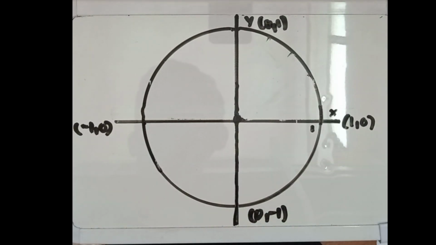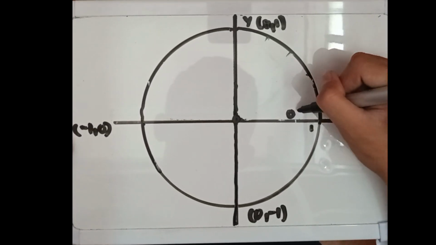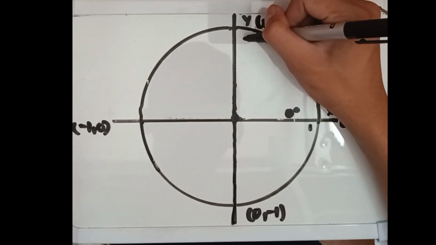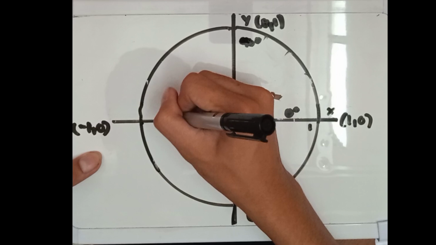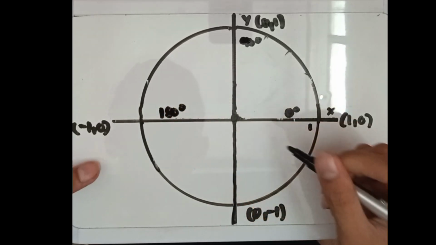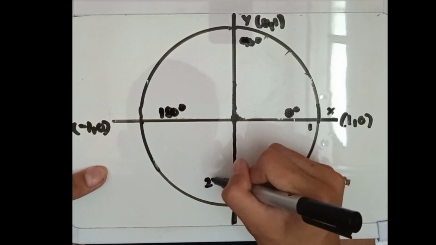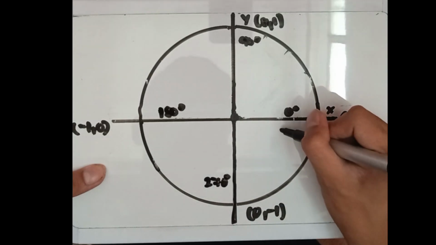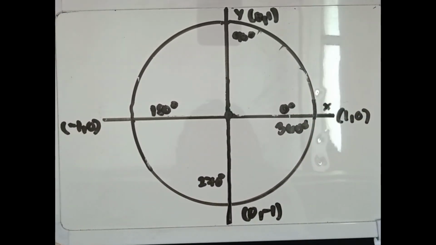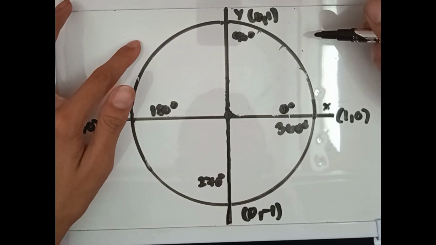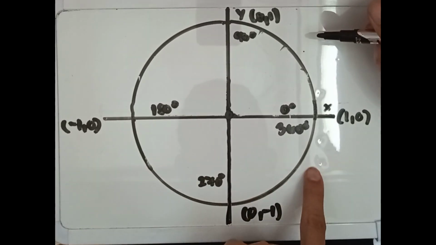Now, we will find the value in degrees of every corresponding angle in the unit circle. We need to start here. This is 0 degrees. This one is 90 degrees. This one is 180 degrees. This one is 270 degrees and 360 degrees. The unit circle is divided into 4 quadrants. This is the first quadrant, the second quadrant, the third quadrant, and the fourth quadrant.